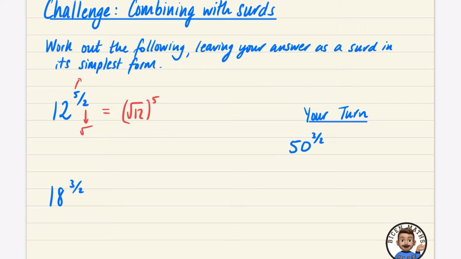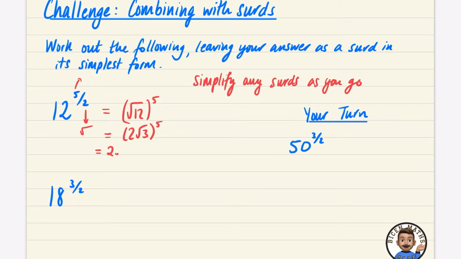Now the best thing to do here is to simplify any surds as you go. Hopefully you can remember that square root of 12 can be written as the square root of 4 times the square root of 3, which is just 2 root 3. So I can replace this with 2 root 3 to the power of 5. Let's think about what this means before seeing if we can spot a shortcut. This is 2 root 3 multiplied by 2 root 3 multiplied by 2 root 3 multiplied by 2 root 3 multiplied by 2 root 3.